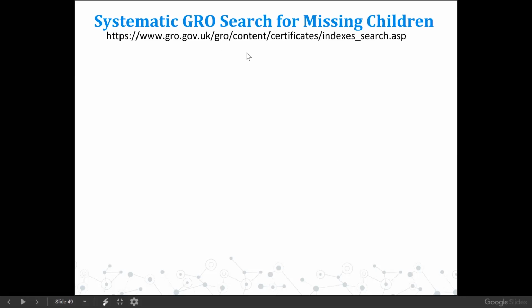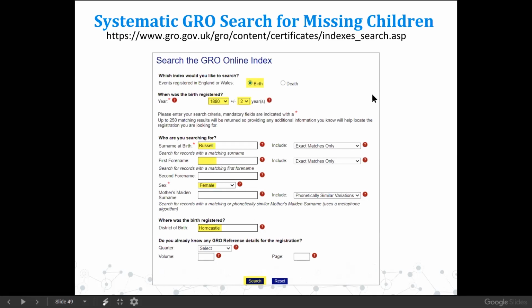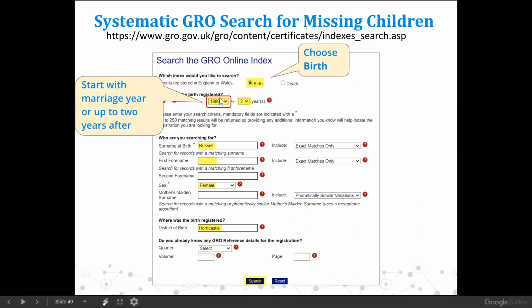So when you go to this URL up here, this is what you're going to get, a search form that looks something like this. Search forms are pretty straightforward, right? We use them all the time. But doing a systematic search is a little bit tricky because of the way the GRO search form works. So let's walk through it. You're going to choose birth because that's what we're looking for. That's pretty straightforward. Then you want to start with the marriage year or up to a year or two after, and it'll be clear why in just a minute.